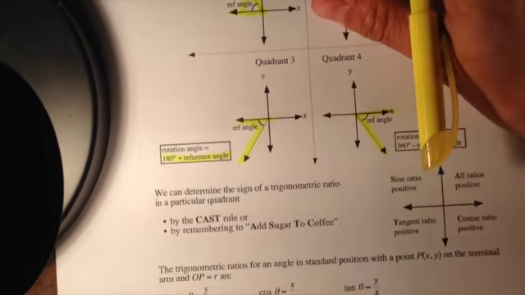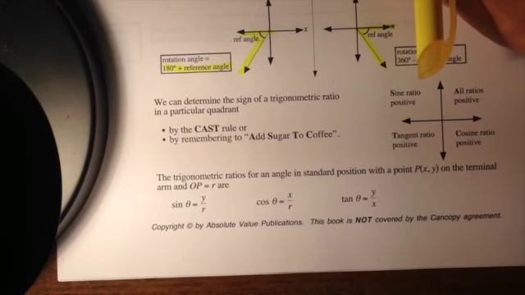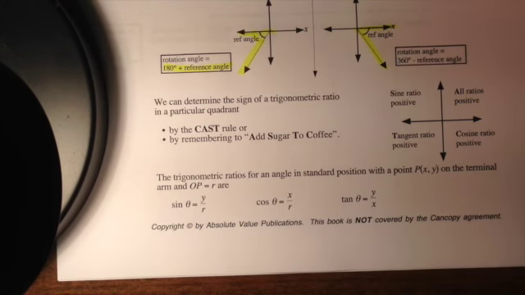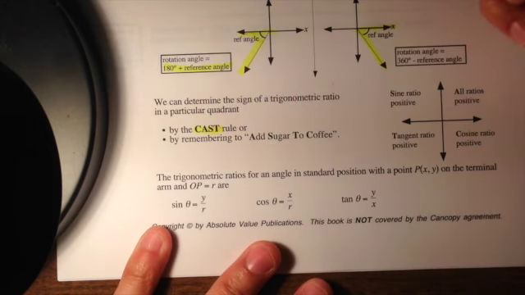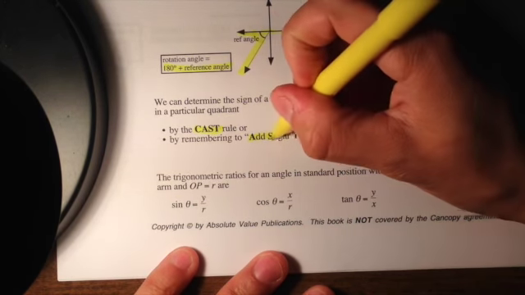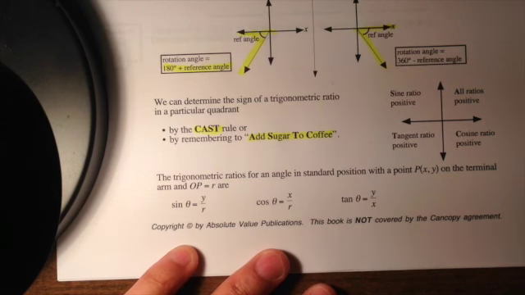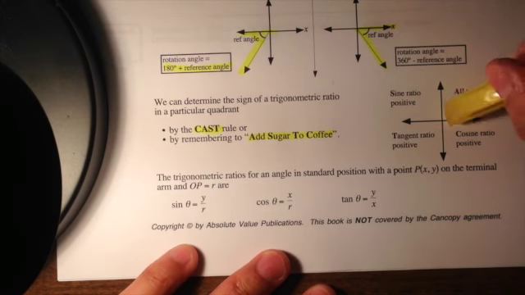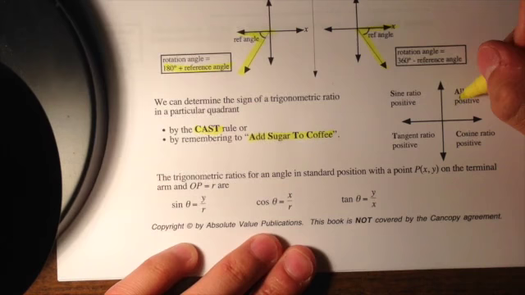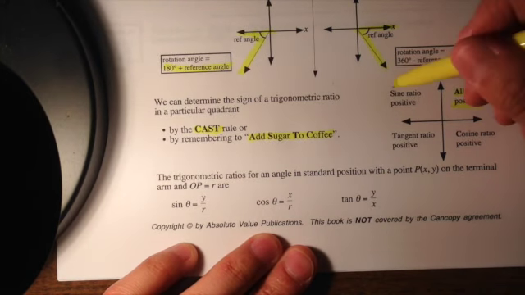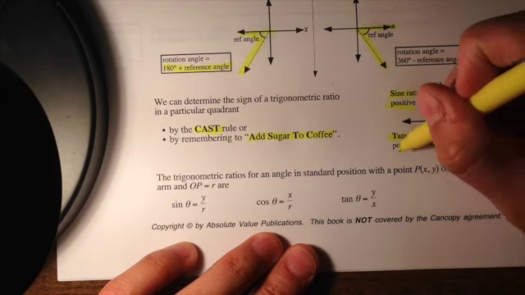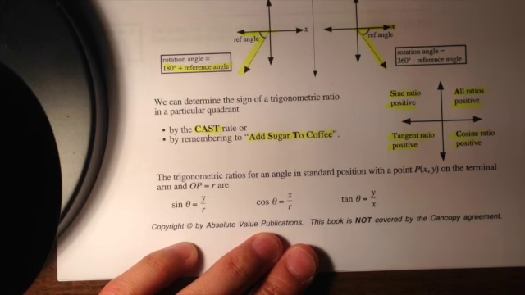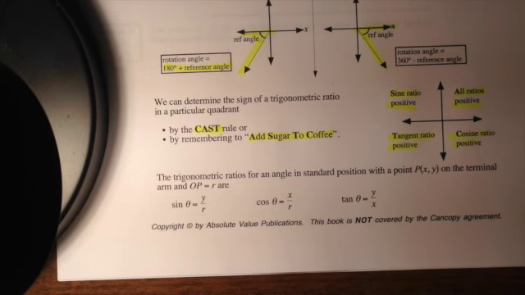We can then determine the sign of the trig ratio based on the quadrant it is in. Again, we could use either the CAST rule, or we could use the rule add sugar to coffee, in which case, if we're adding sugar to coffee, all ratios will be positive here. Only sine ratios are positive in quadrant 2. Only tan ratios are positive in quadrant 3. And in quadrant 4, only our cosine ratios are positive.